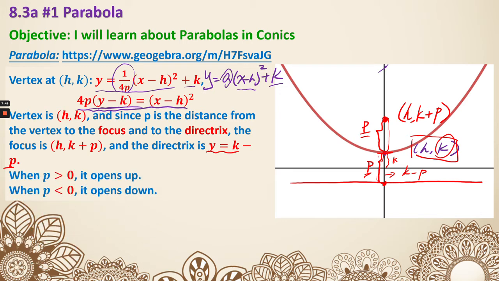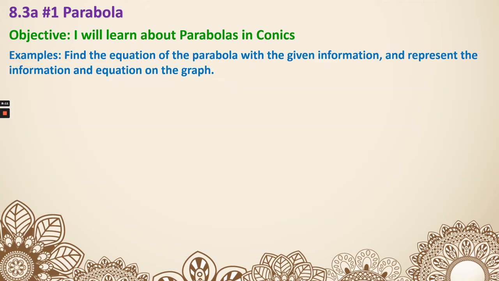Next, when p is greater than 0, or in other words, when a is greater than 0, the parabola is opening up. That also means the directrix is going to be below the vertex and the focus is going to be above the vertex. When p is less than 0, that means a is less than 0. Then it's the other way: focus here and the directrix above. Now let's have a look at a few examples.